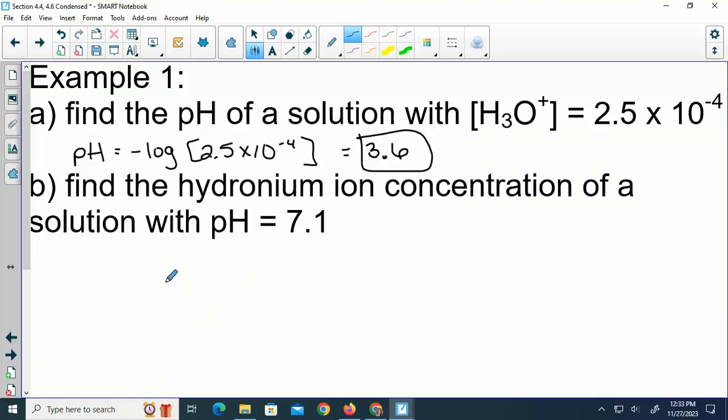So B, this time I'm flipping it around. I'm asking you to find the hydronium ion concentration of a solution with a pH of 7.1. So we plug that in for the pH, and we're looking for this H3O+ in our formula. What would we have to do here? Divide by negative 1.